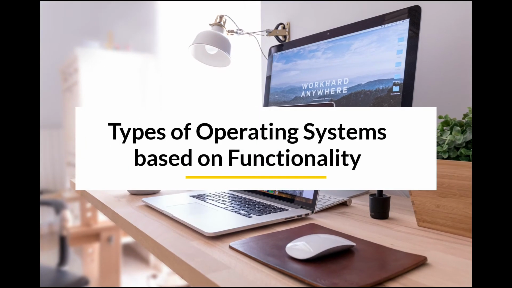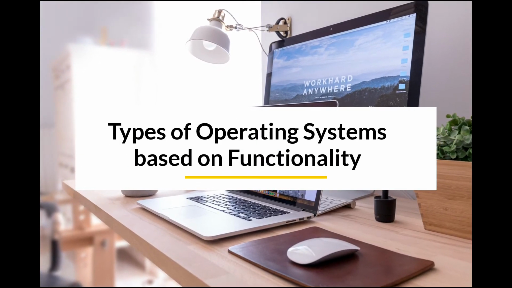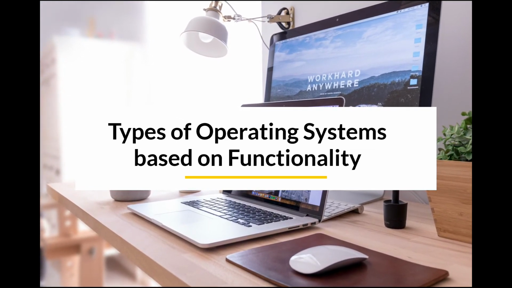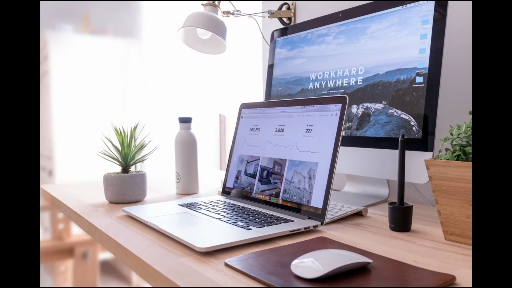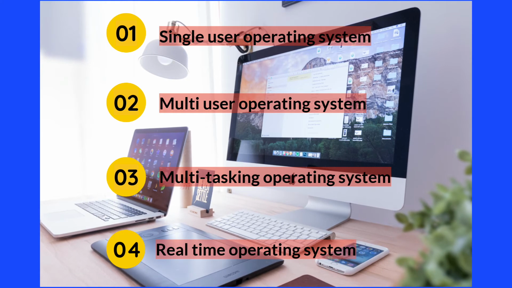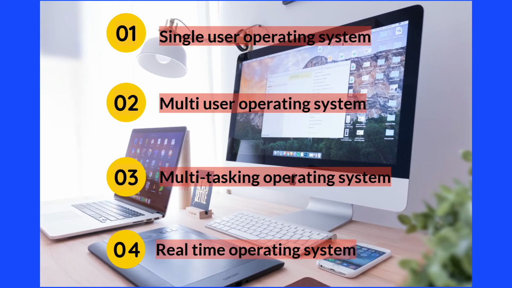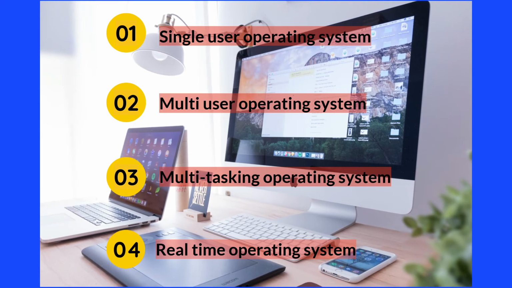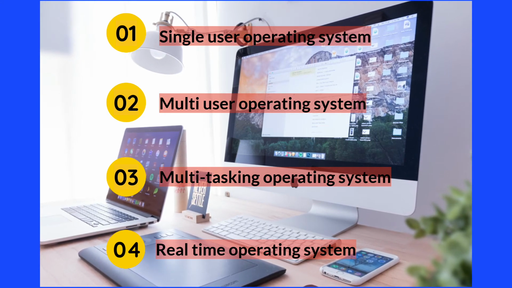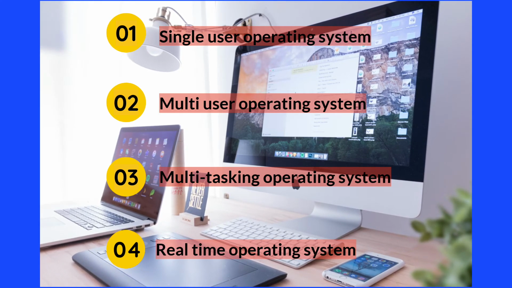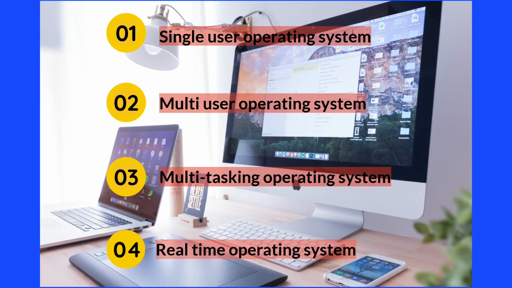Now let's learn about the types of operating systems based on functionality. The types of operating systems based on functionality are Single User Operating System, Multi-User Operating System, Multitasking Operating System, and Real-Time Operating System.